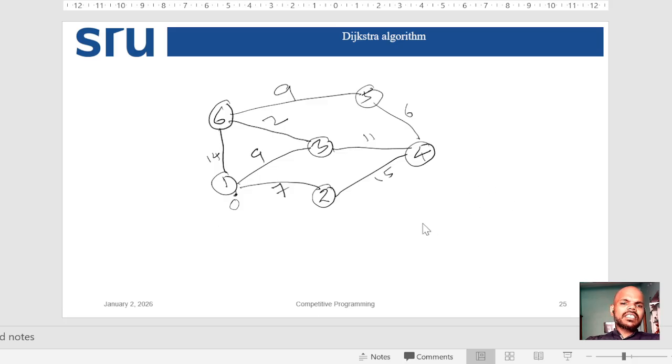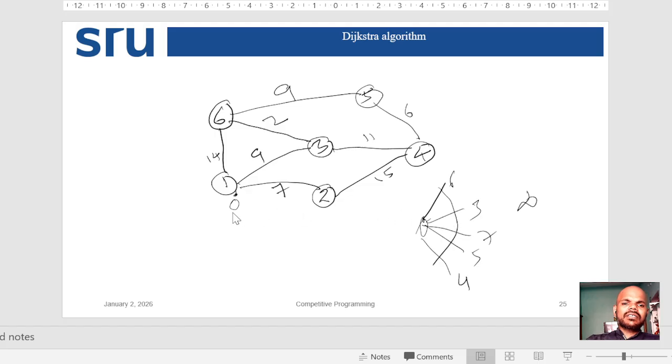And what is the distance from 1 to 6, 1 to 3, 1 to 7, and 1 to 5, 1 to 4? Initially he isn't aware of the path, so that's the reason he assumes the distance is infinite. Later, after starting exploration, he will come to know the exact distance. That is the major intuition for developing this algorithm.